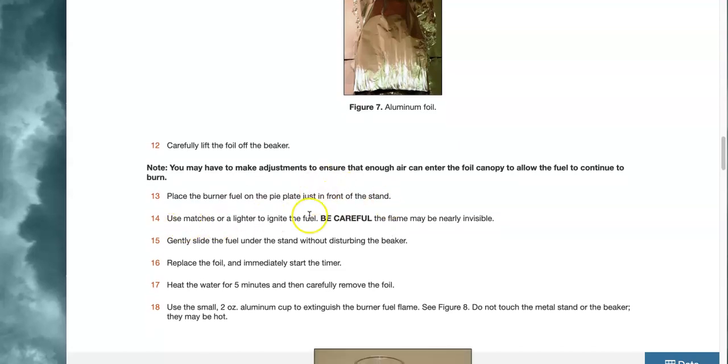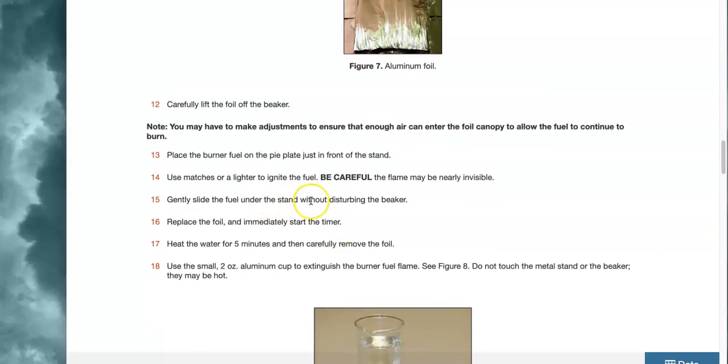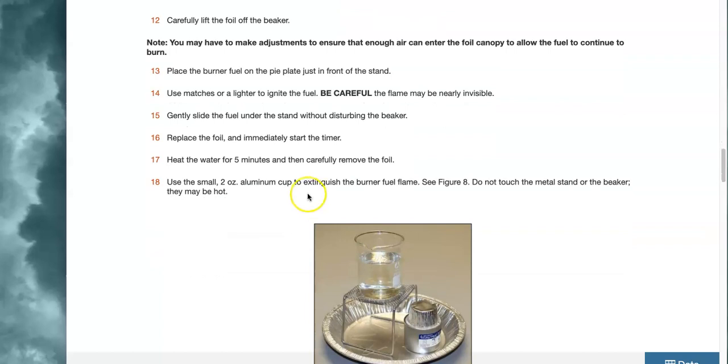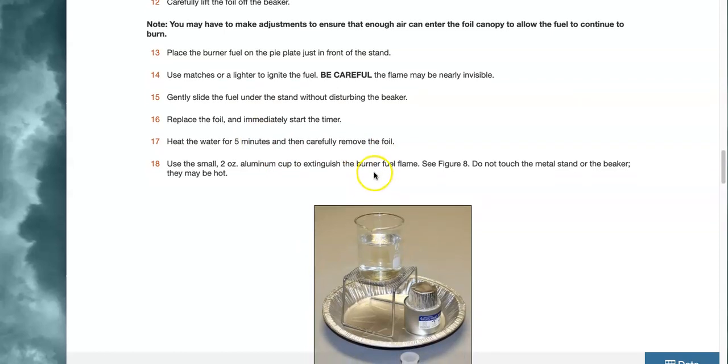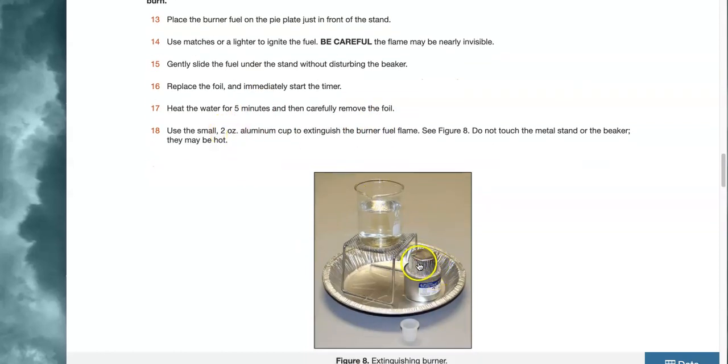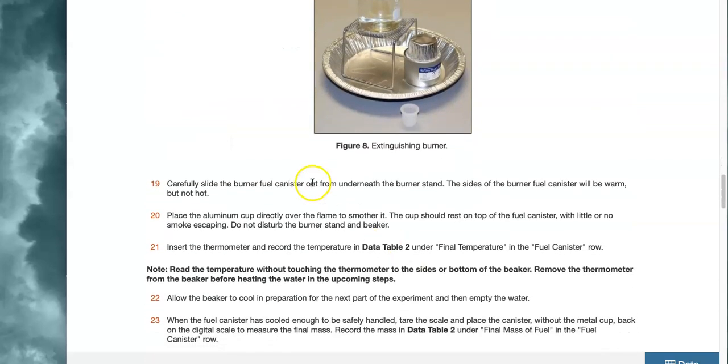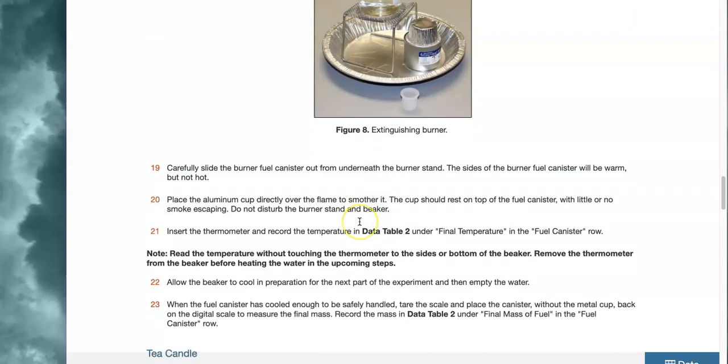Okay, then basically you're going to light the fuel, put it under the stand as quickly as possible, put your foil on, cover everything, start your timer, and let it heat for 5 minutes. Then take the foil off and extinguish the flame. That's what this little cap here is for, like a little cupcake holder, but not a paper one because that would catch on fire. You need to extinguish the flame from the Sterno and pull it out from underneath.